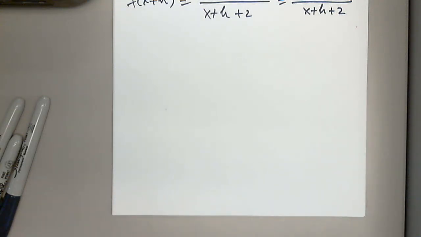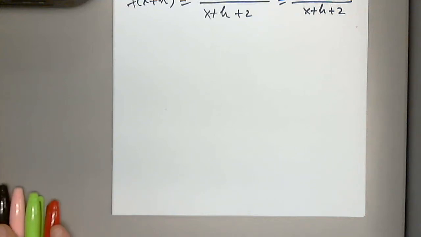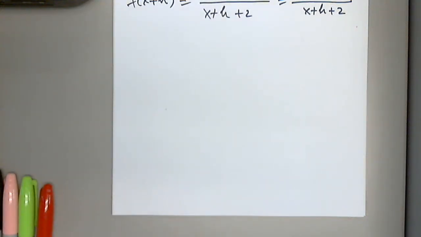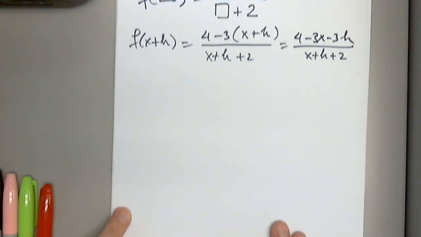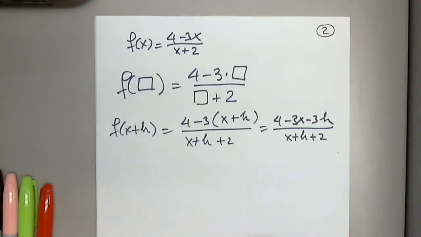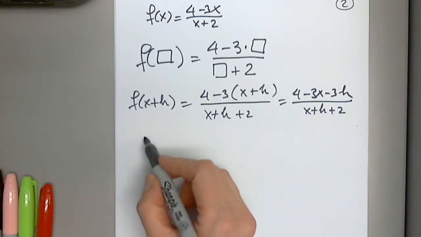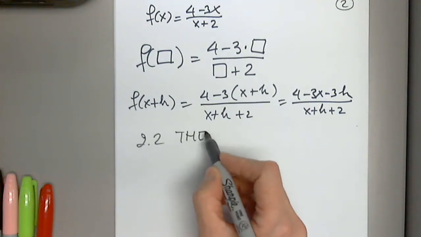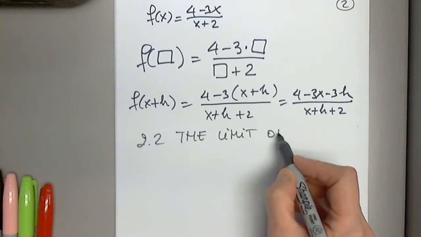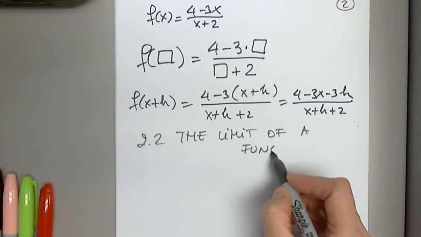Do you have anything else for me from what we covered so far before we continue and talk about 2.2, the limit of a function? Anything? Do you have anything for me? Okay, 2.2, the limit of a function.